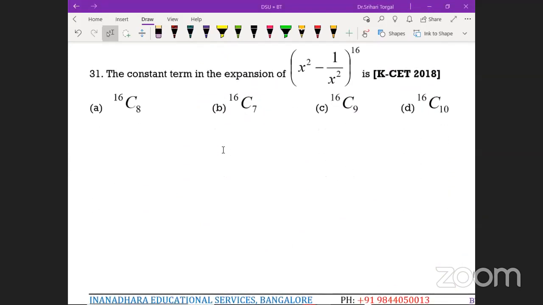Question number 31. Find out the constant term. When these two powers are same, that will be in the middle term, no doubt. In the middle term only. You can answer this. Try to get the answer.